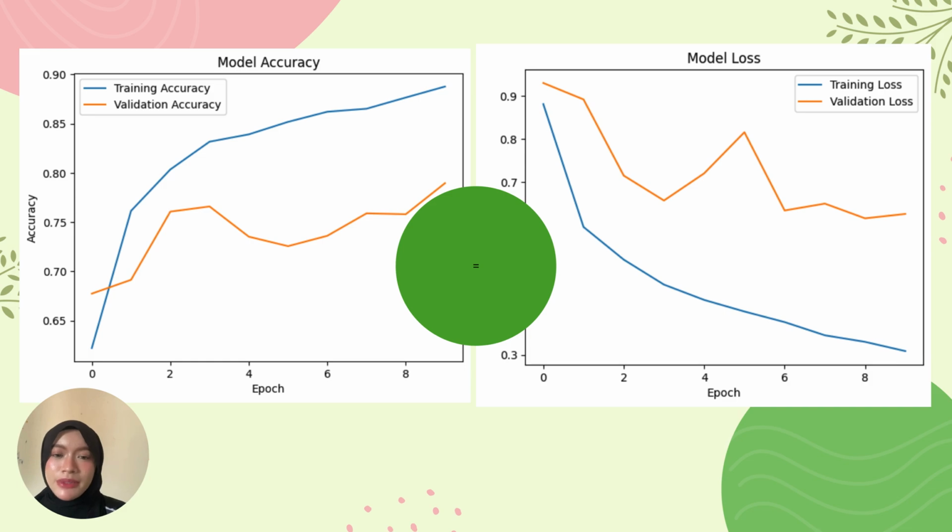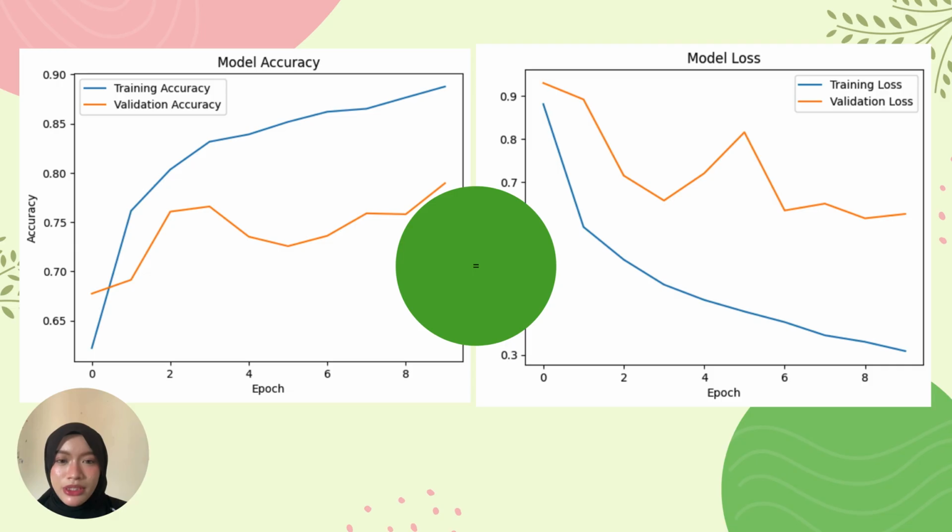Next, model accuracy and model loss graph. So this graph helps us understand how well the model learned during training. On the left, we have accuracy. You can see that both training and validation accuracy improved over time, which means the model was successfully learning from the data. But on the right, the loss graph shows how far off the model's predictions were. A lower loss means better predictions.